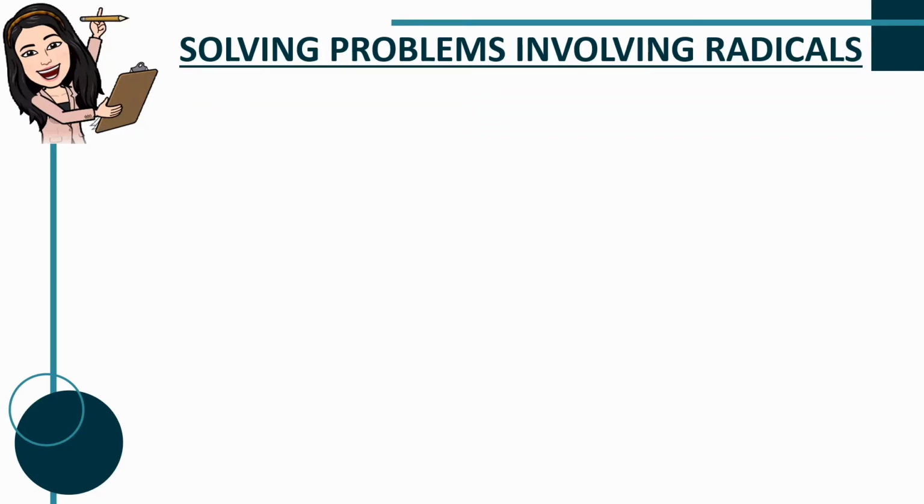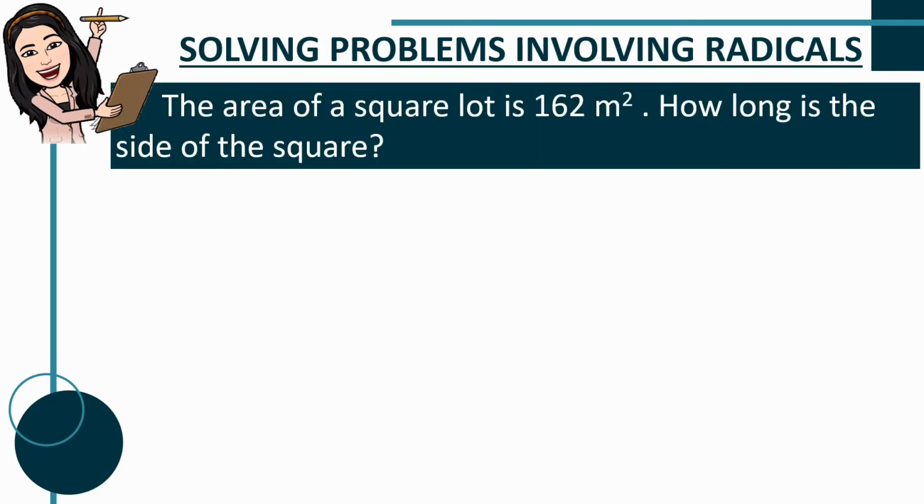Let us have another example. For our fourth example, we have the area of the square lot is 162 meters squared. How long is the side of the square? So, dito, ang concept na ginamit dito ay is area ng square. So, we should have the knowledge of the formulas in finding the area of a square.